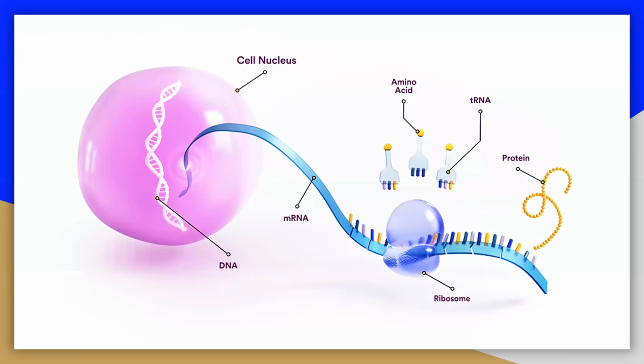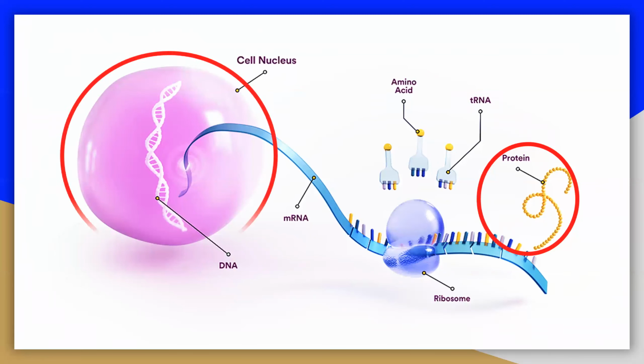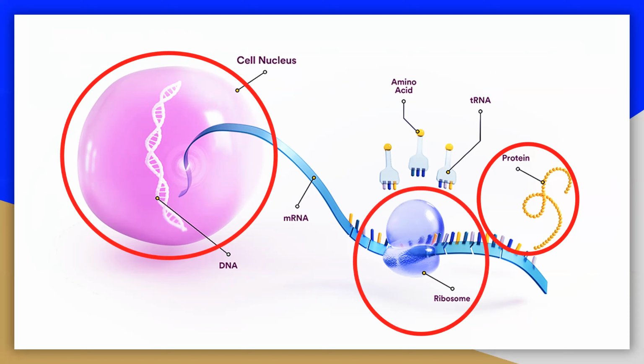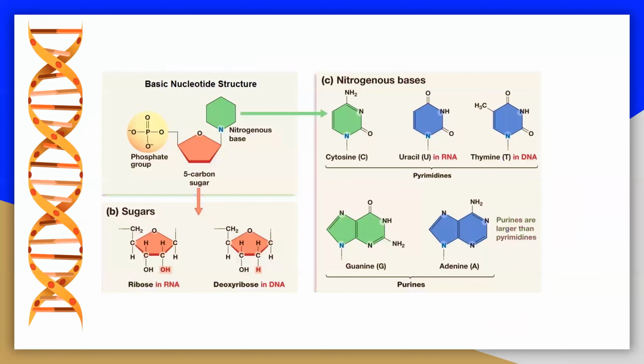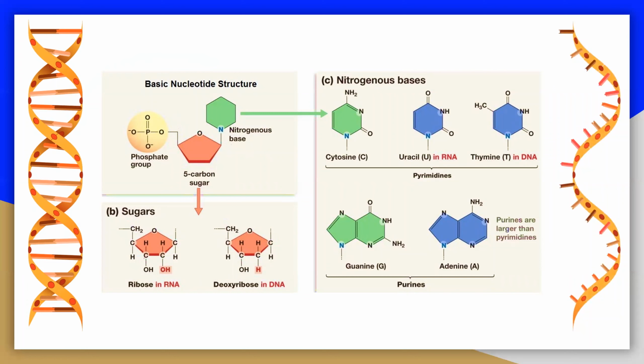RNA transfers the genetic code needed for the creation of proteins from the nucleus to the ribosome. This prevents the DNA from having to leave the nucleus, so it stays safe. Without RNA, proteins could never be made. DNA consists of two strands arranged in a double helix. RNA only has one strand, but like DNA, it is made up of nucleotides.